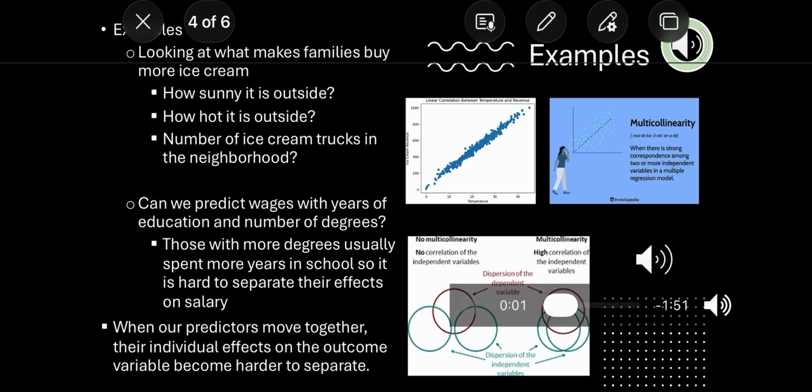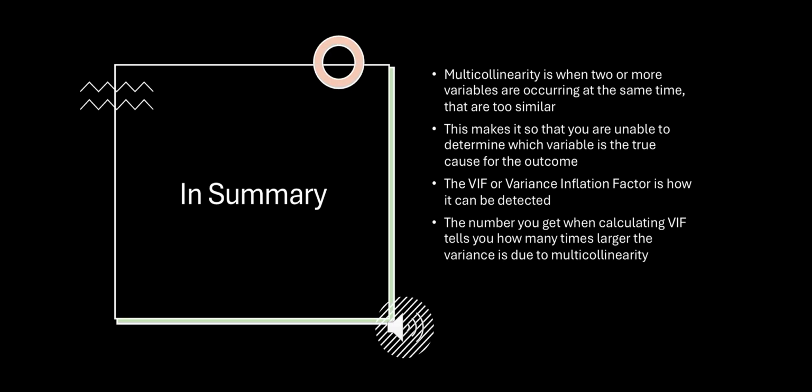Now that we understand there are several types of multicollinearity, let's wrap this up and simplify it. Multicollinearity is when two or more variables are occurring at the same time that are too similar. This makes it so you are unable to determine which variable is the true cause for the outcome. The VIF, or variance inflation factor, is how this can be detected.